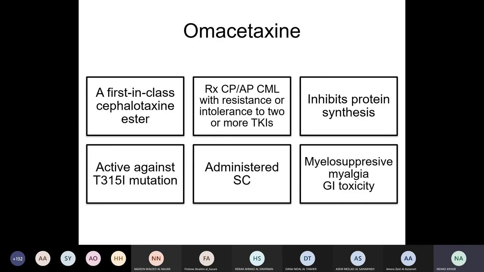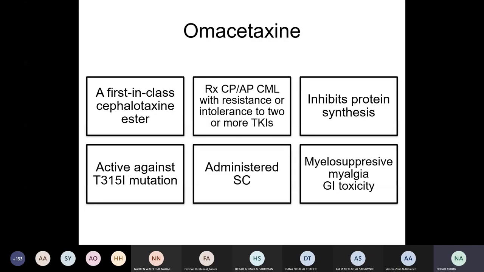The cornerstone in CML management, and as we said, most patients have a Philadelphia chromosome positive disease, is to start a TKI, okay? Now, the other options we have, okay, we have one drug called omacetaxine. This is a cephalotaxine ester, a protein synthesis inhibitor, okay? It inhibits protein synthesis. It does not directly bind and inhibit BCR-ABL, the constitutively active enzyme, like TKIs.